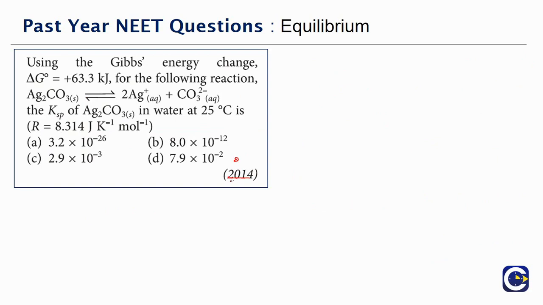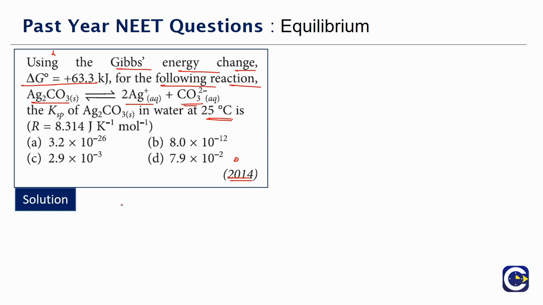Next we have a question from 2014. Using the Gibbs energy change, del G naught value, which is given to us as plus 63.3 kilojoules, for the following reaction, Ag2CO3 solid gives rise to 2Ag plus and CO3 2 minus. What do we need to find? The KSP value for Ag2CO3 in water at 25 degrees centigrade.